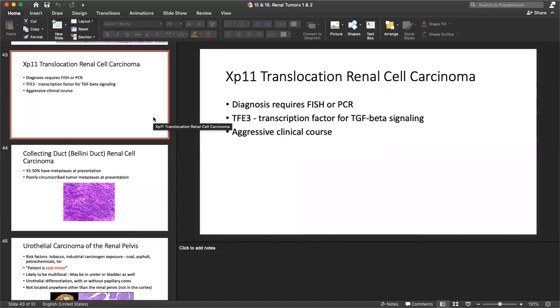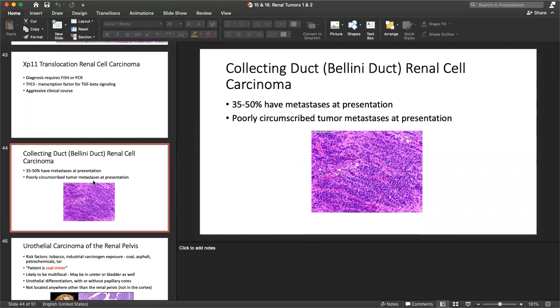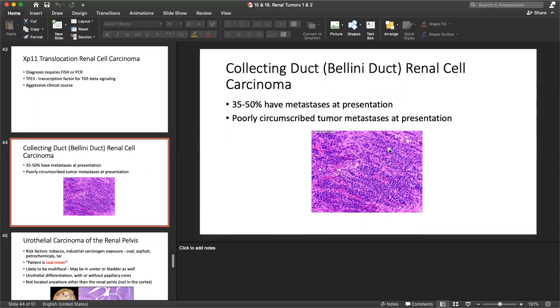Okay, Xp11 translocation is going to require FISH or PCR to diagnose, and it's a pretty aggressive clinical course. Bellini duct renal cell carcinoma is going to be a poorly circumscribed tumor with metastasis at presentation.